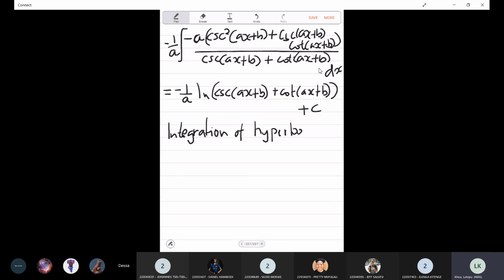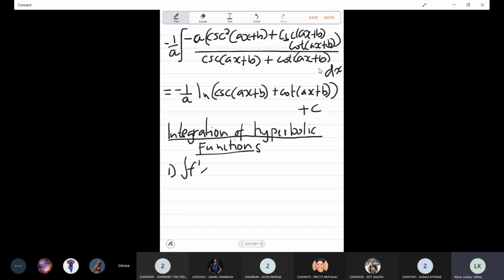The integration of hyperbolic functions. So you have to keep in mind what hyperbolic functions are. Like hyperbolic sine is e to the power of x minus e to the power of minus x over 2, then cosine has its own definition and so on. So keep those in mind. So the first one we look at is more like a table summarizing.